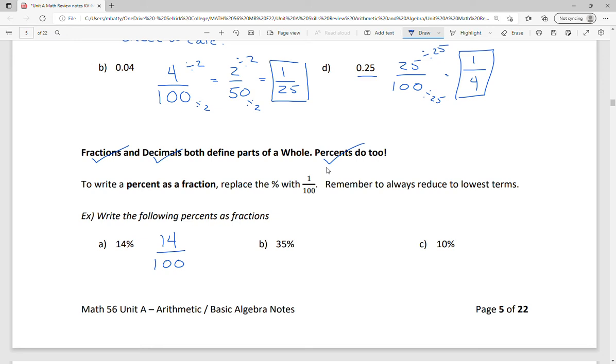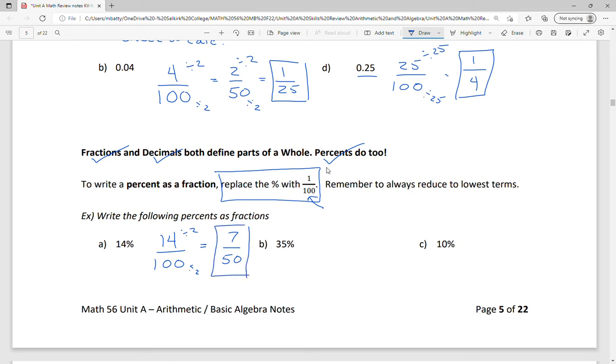Again, with this one, we're going to have to reduce it. The key thing in this is that you're going to replace the percent with 100 as the denominator, right? And so reducing, I'll divide both by 2, and I get 7 over 50.